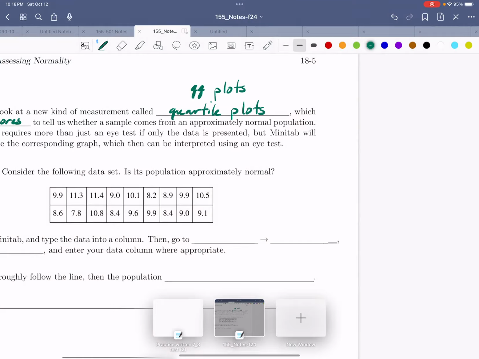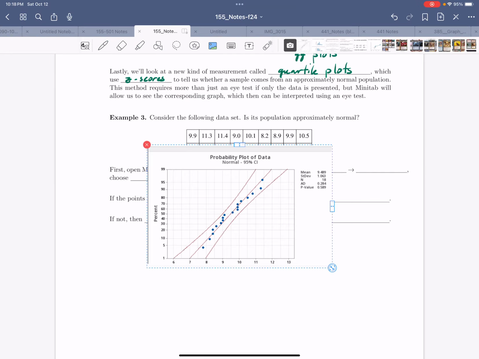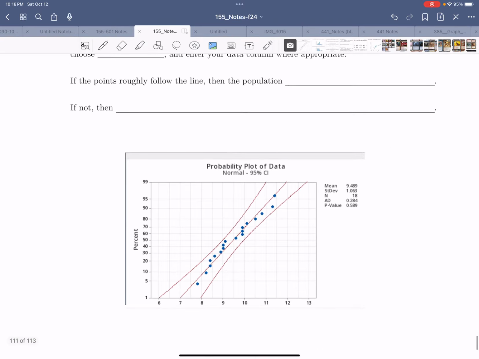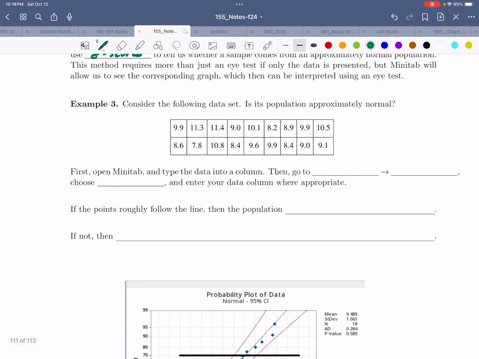If we go back over here, I'm just going to paste this somewhere. Okay, and what we're looking for is the following. We open Minitab, again, go to Graph, Probability Plot. It didn't used to give those other lines. That must have been an update. Whatever. Anyway, we choose Simple. Enter your data column where appropriate.